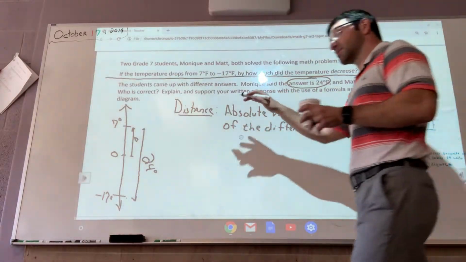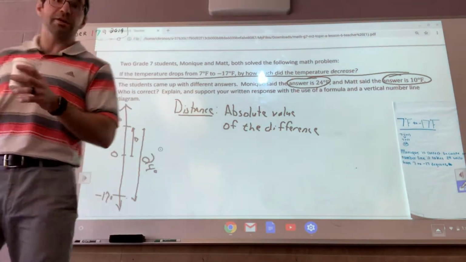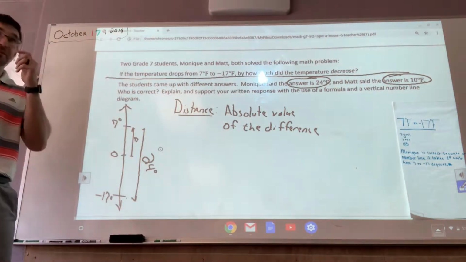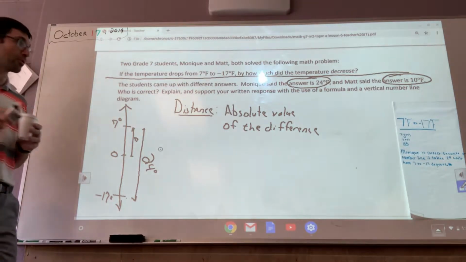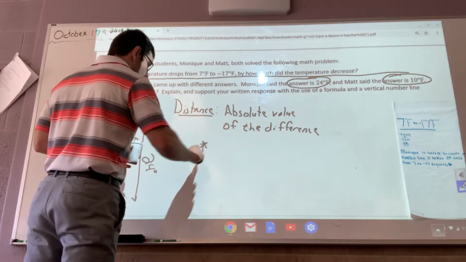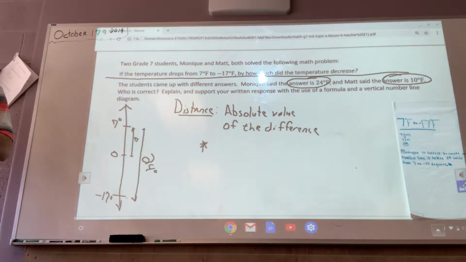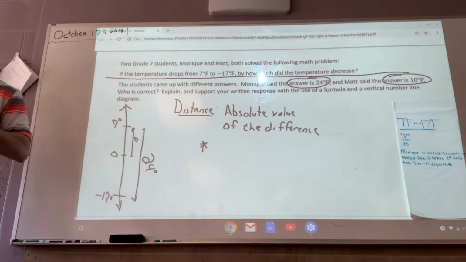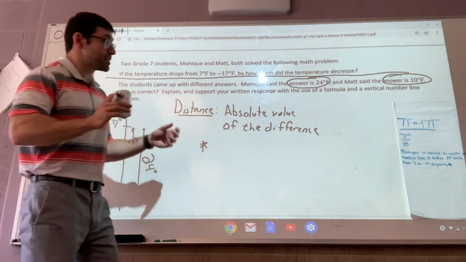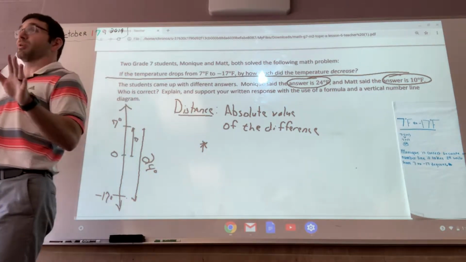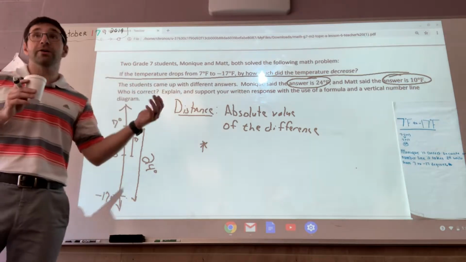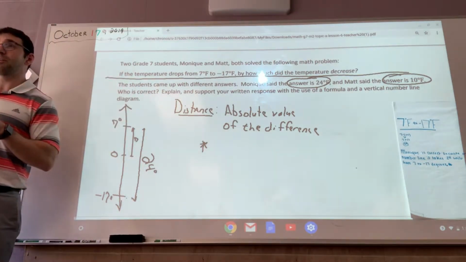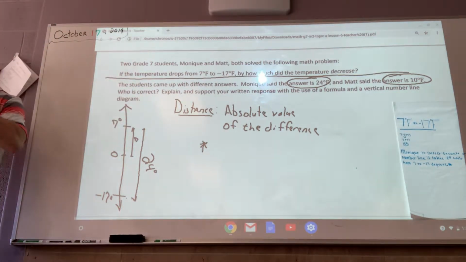So this is the formula or the definition that I want you to use for distance. It's the absolute value of the difference. But let's break it down a little bit more. What is the difference? I want a nice specific definition for difference. Kennedy. I can't hear you because of this fan. Okay, there you go. So difference is the answer to a subtraction problem. Do we all agree with that? So we know difference. We are going to be subtracting. What is absolute value?